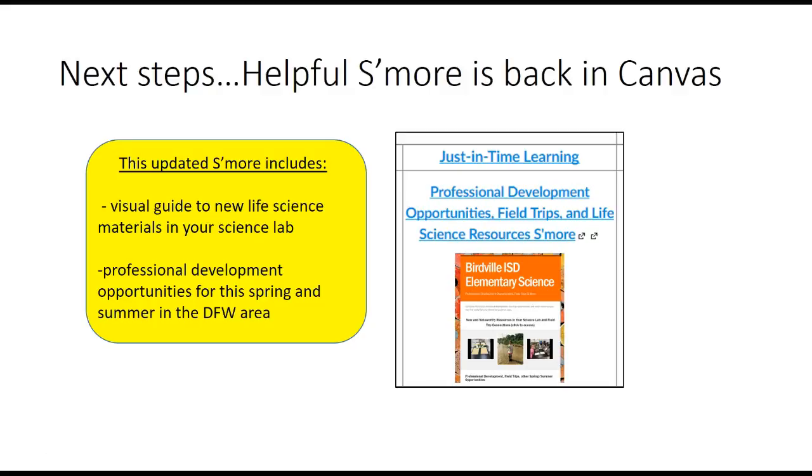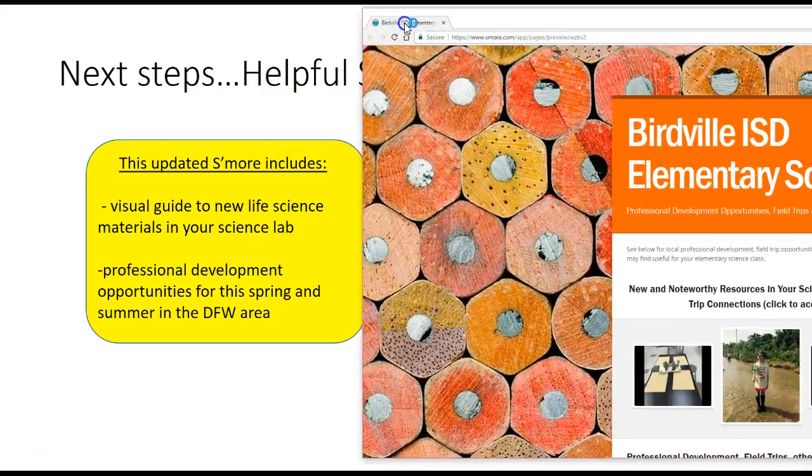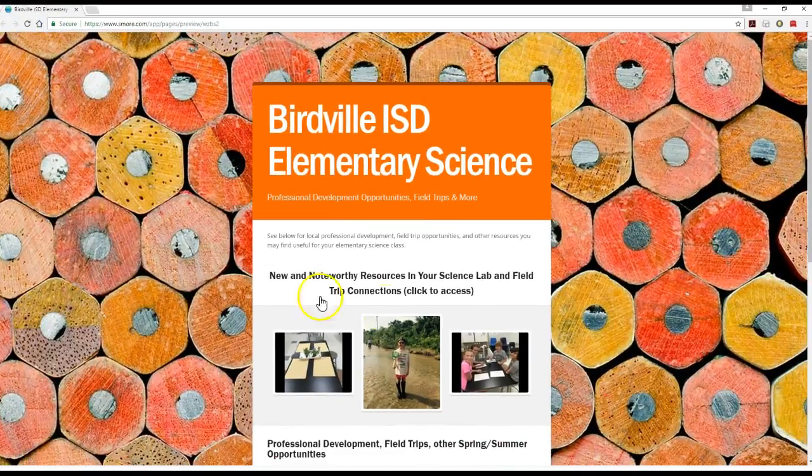And then finally, I also want to direct you back into Canvas to this s'more. I've updated this s'more from last 6 weeks, and it's got a visual guide for some of those materials that are for fourth grade in the science lab. They're just waiting for you to go down and get them, as well as some professional development opportunities in the DFW area. We're so very fortunate to live in a place where we have such incredible opportunities. I just created a s'more so you'd have them all in one place. So when you go back into Canvas, you'll see the link for this. And up here is that visual guide for all of those resources in the lab.